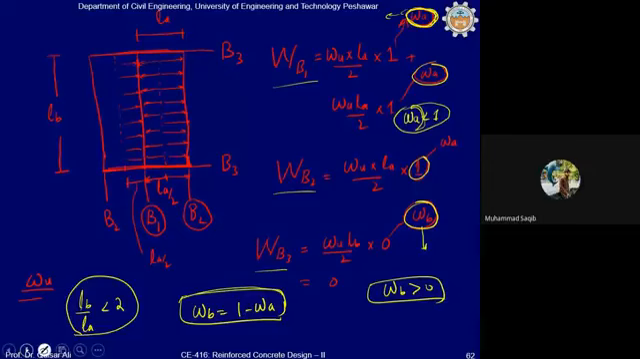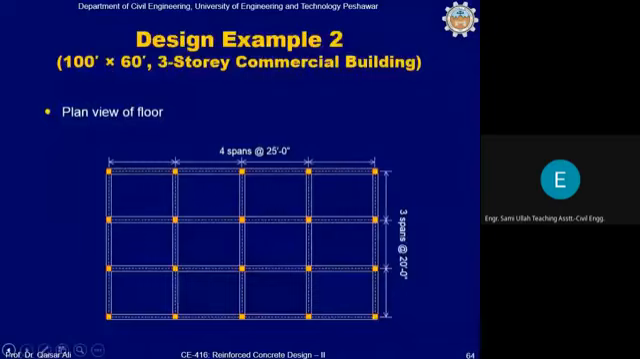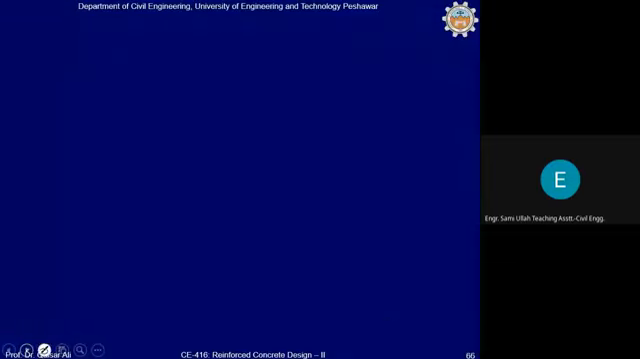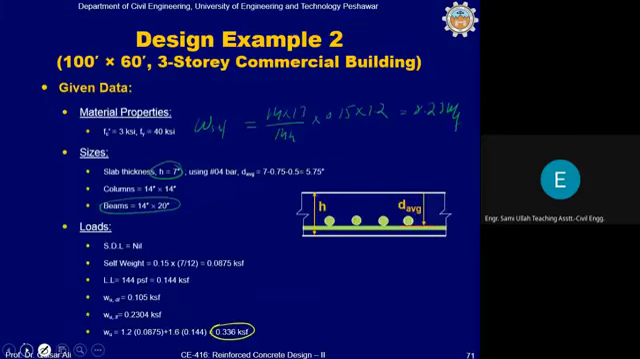Yes, sir. Now coming to the same example again. This was the example which we started to solve in the last class. यहाँ पर ये एग्जाम्पल इसकी जो डेटा है ये ज़रा नोट करें. Slab is given as 7 inch, column size is 14 by 14 inch, and beam size is 14 by 20 inch.